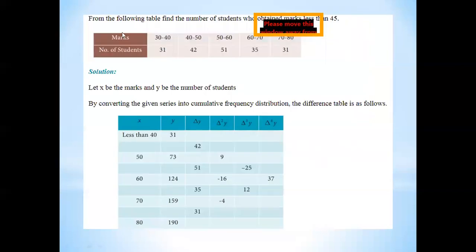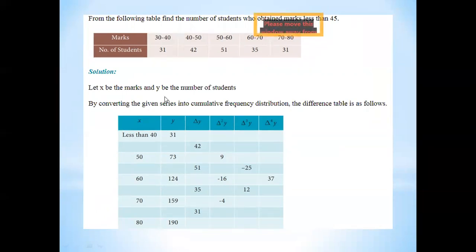Second problem: from the following table, find the number of students whose obtained marks are less than 45. But here the marks have been given 30 to 40, 40 to 50, 50 to 60, 60 to 70, and 70 to 80. So here we cannot proceed with the problem directly. So first we will simplify the given data and then only we can proceed.